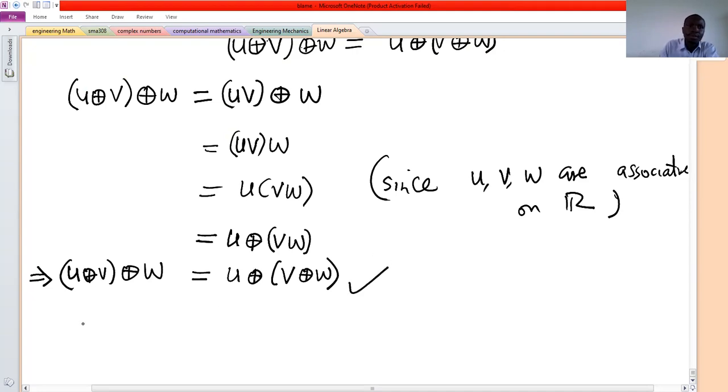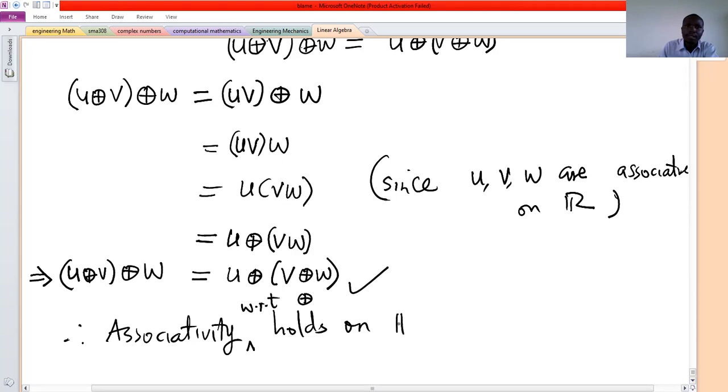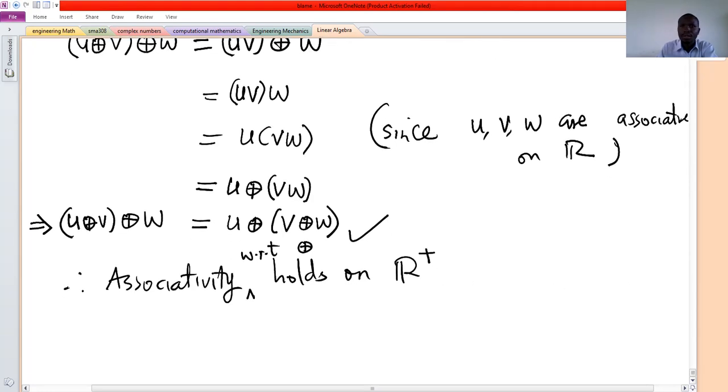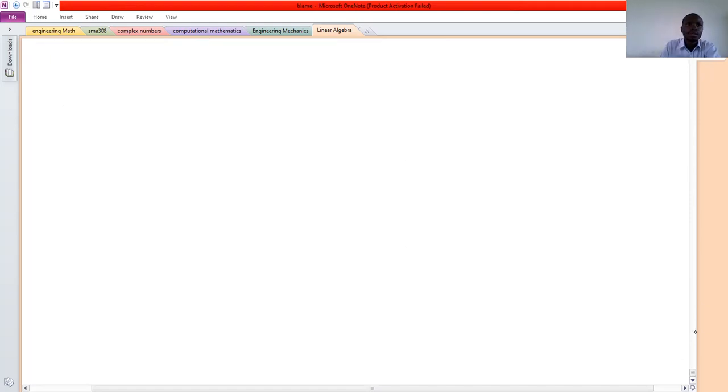So therefore, associativity with respect to this addition holds on R plus. So the property for associativity with respect to this addition holds. Number 3, additive identity.